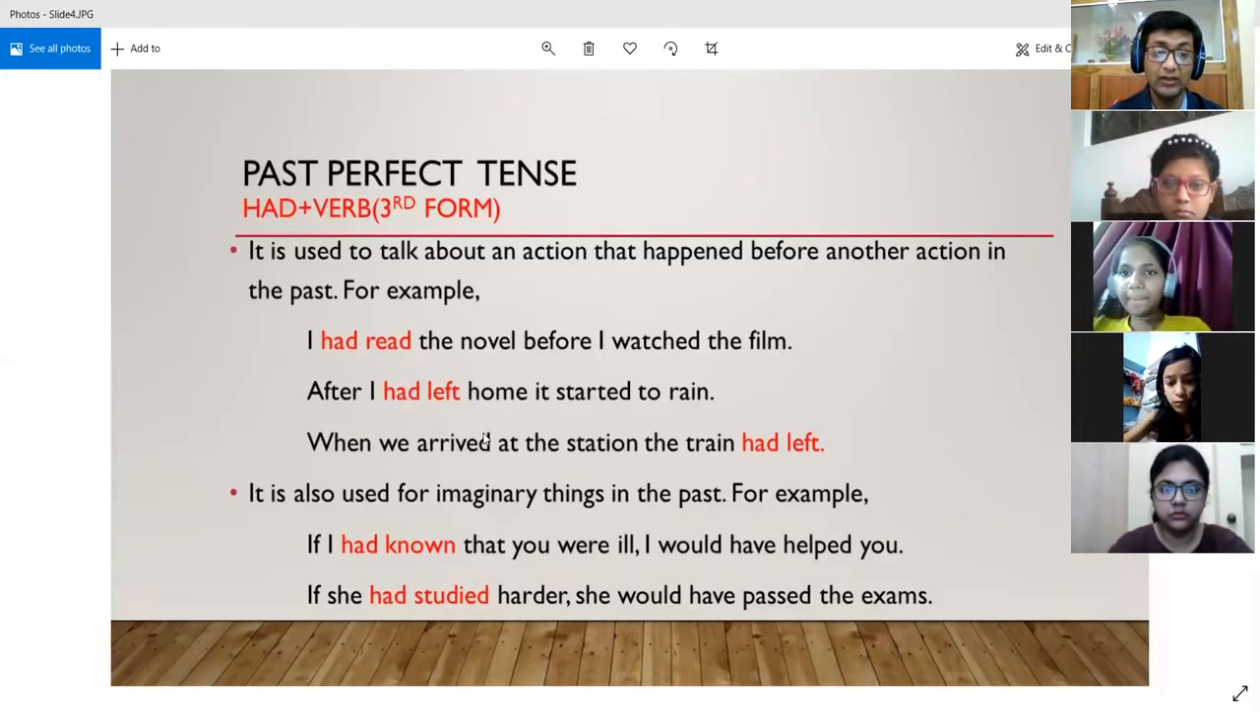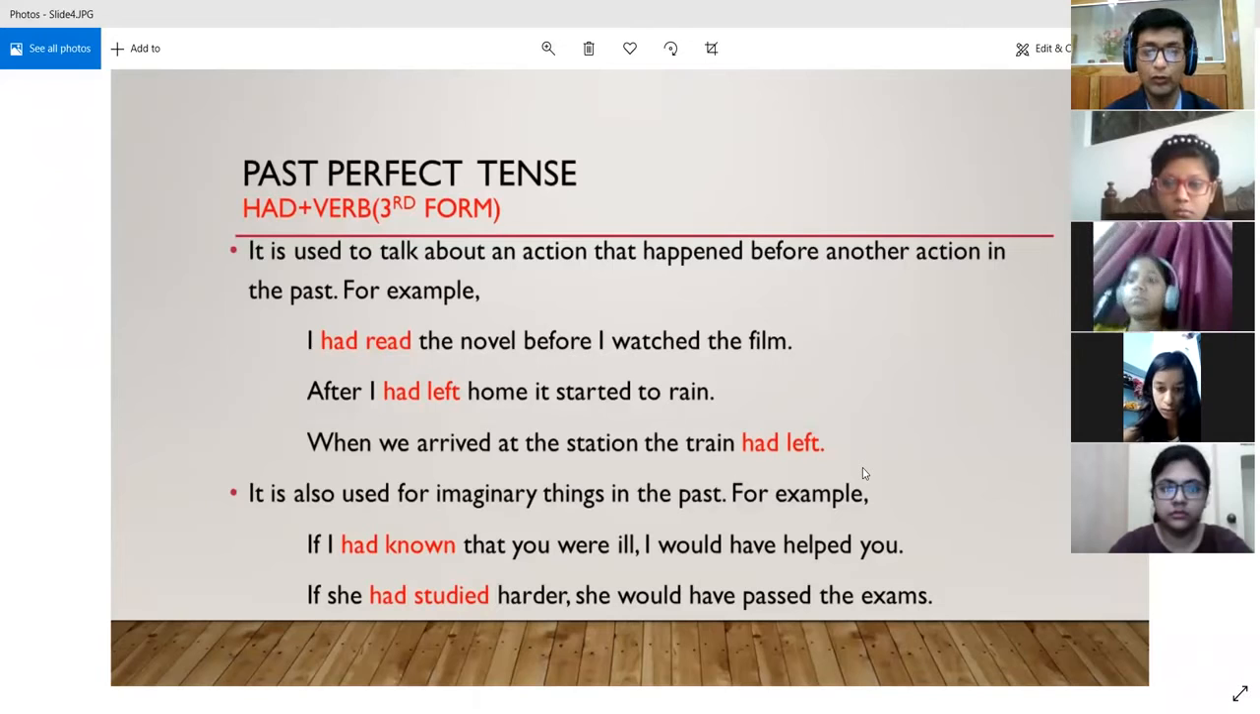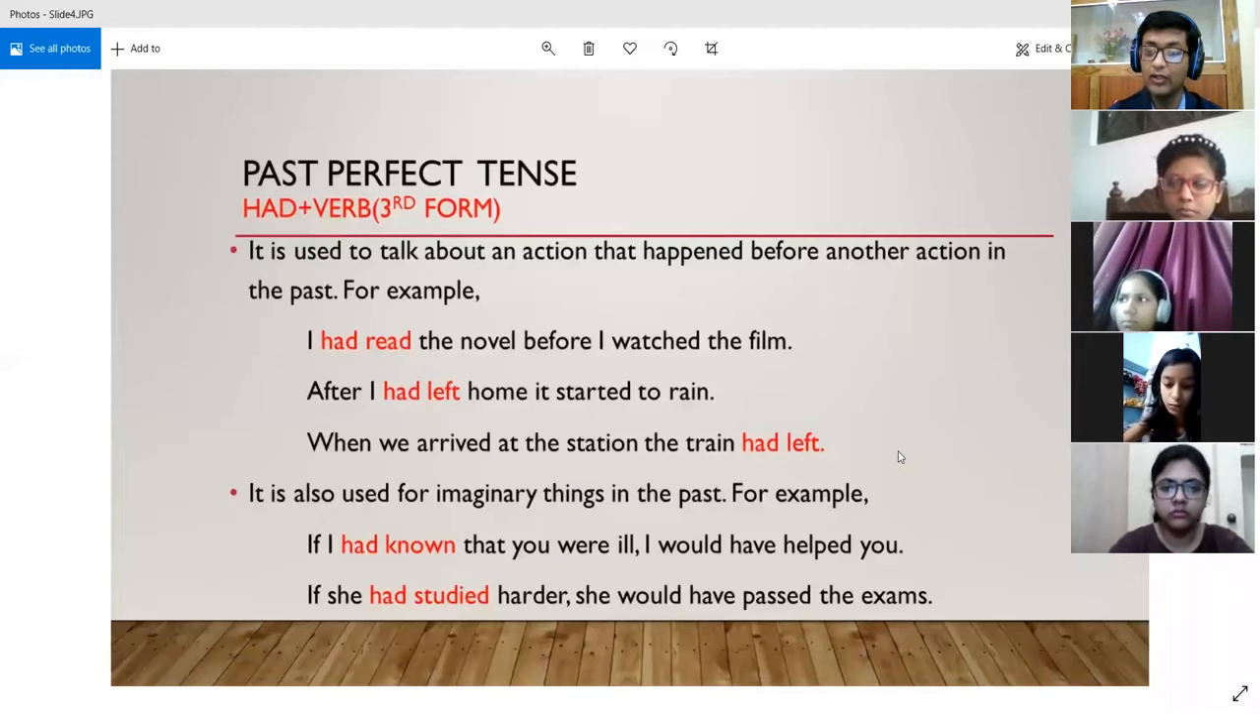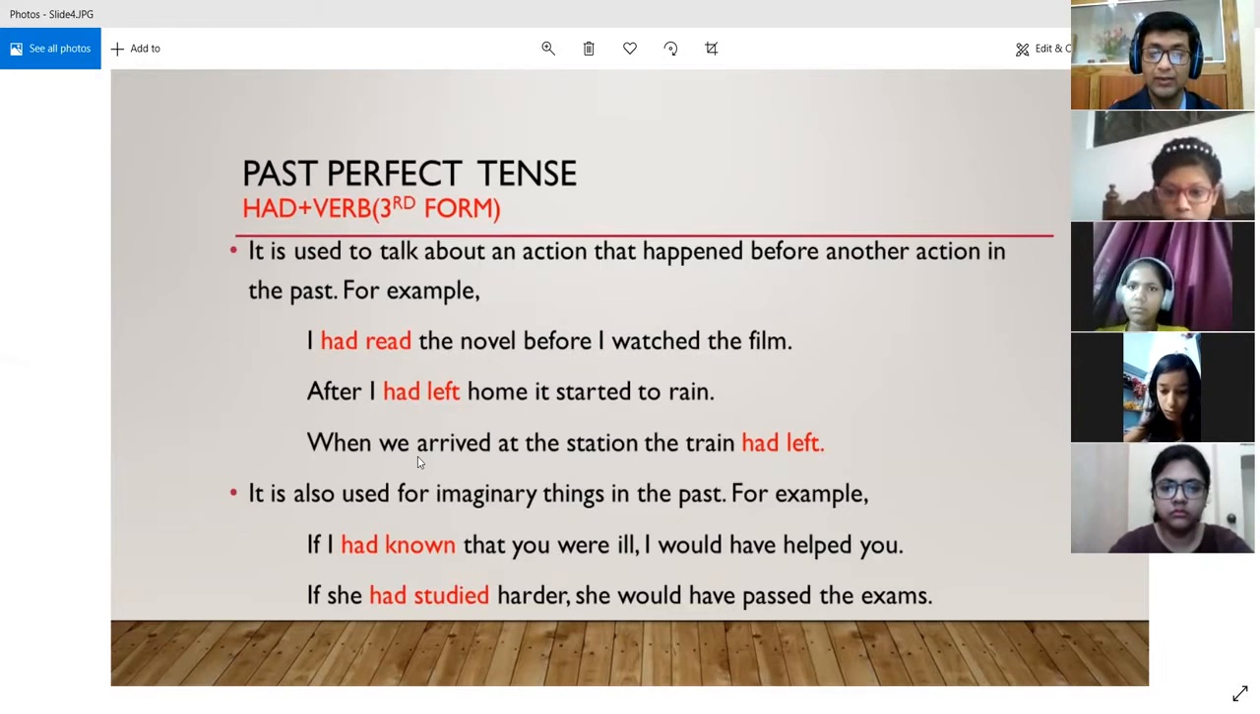Okay, now if you see the third example, when we arrived at the station the train had left. In this case also, two actions are happening. We arriving at the station, and the train leaving the station. But what happened first? First the train left the station, then we arrived at the station, right? So the first act was the train leaving, so we use the train had left, the past perfect form with the first act that happened, and then we use the past simple, arrived, for our arrival at the station.